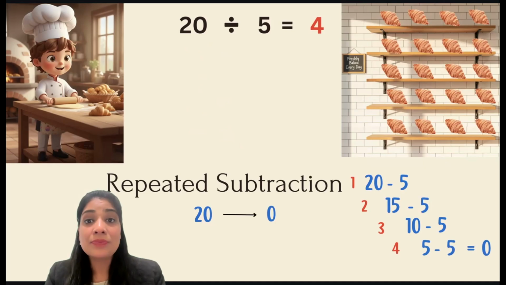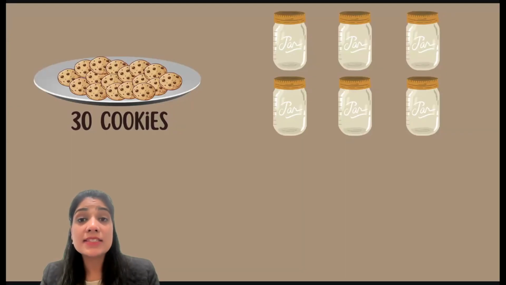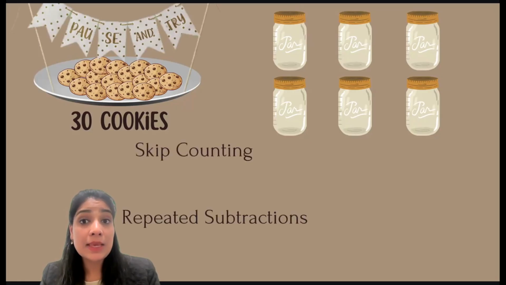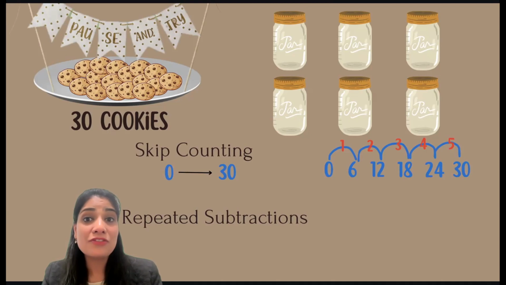Great job, guys. Let's solve another problem. You have 30 cookies and 6 jars and you want to distribute them equally. Do pause and try. Use both skip counting and repeated subtractions. Let's continue. For skip counting, we always go from 0 to total. So we'll go from 0 to 30. We have 0, 6, 12, 18, 24, 30. How many hops? 5 hops. So total cookies in one jar will be 5.